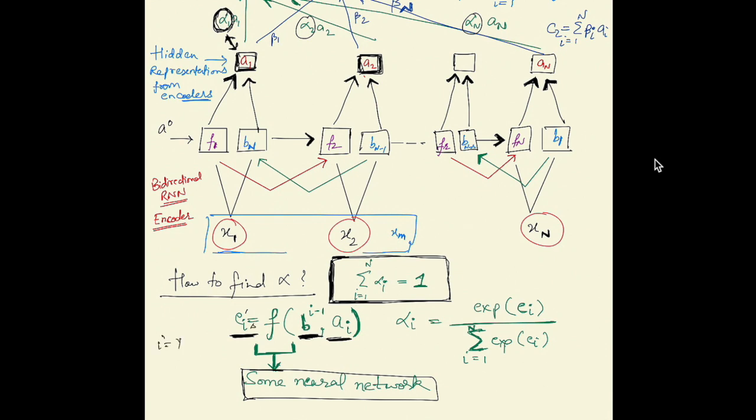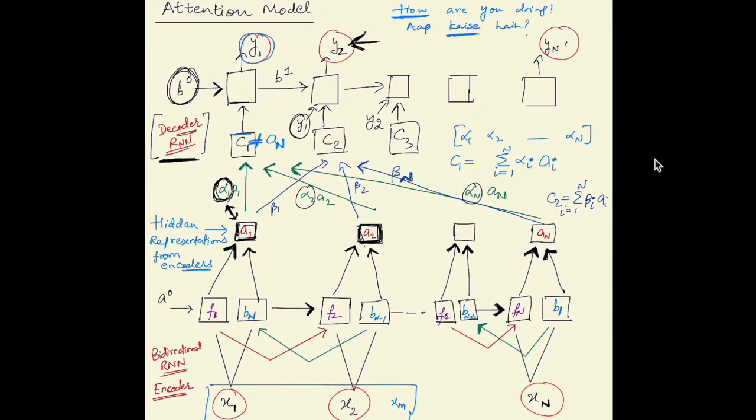where i is from 1 to n, and then we can use a softmax over these ei's to calculate the alphas, so that the sum of alphas is 1. To make the sum of alphas 1, we can use the softmax approach. So in this example, to calculate alpha 1, we will pass A1 and B0 through some neural network. Similarly, we will pass A2 and B0 to calculate alpha 2.